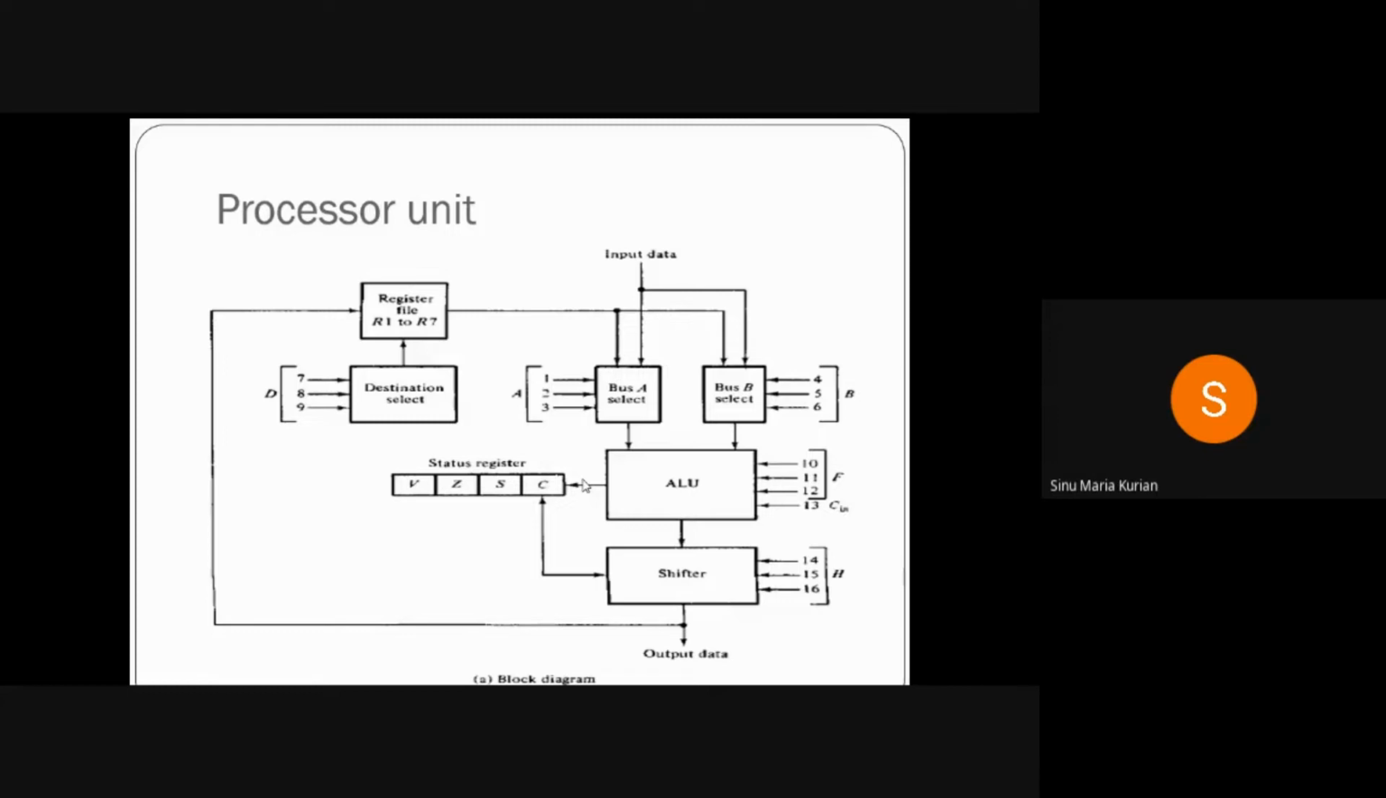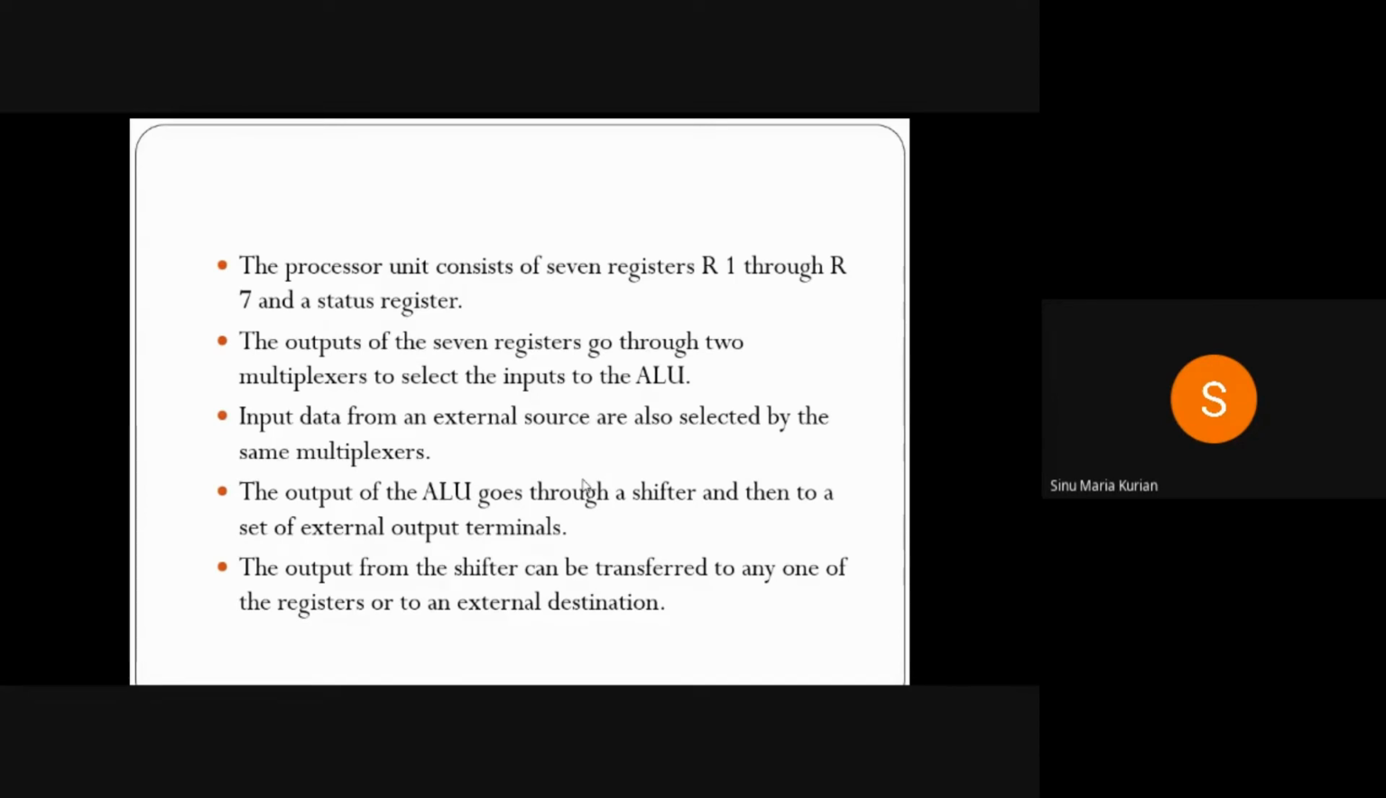If the output is having sign, then the S bit is set to 1. Otherwise, it is set to 0. If the output is 0, then the Z bit is set to 1. Otherwise, it is set to 0. And if there is an overflow, then V bit is set to 1. Otherwise, it is set to 0. That's the status register. The processor unit consists of 7 registers, R1 through R7, and a status register.